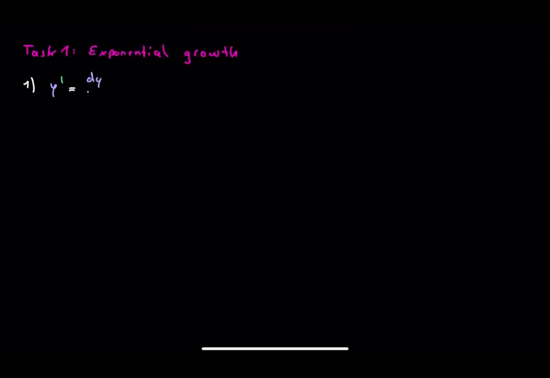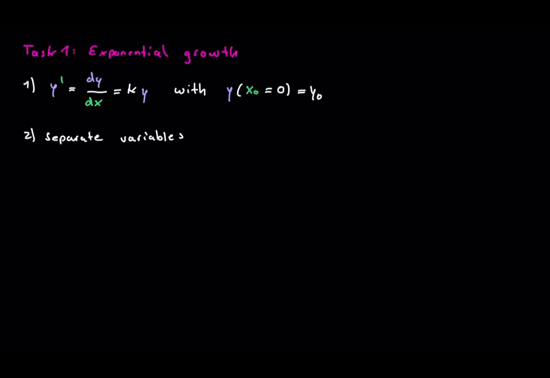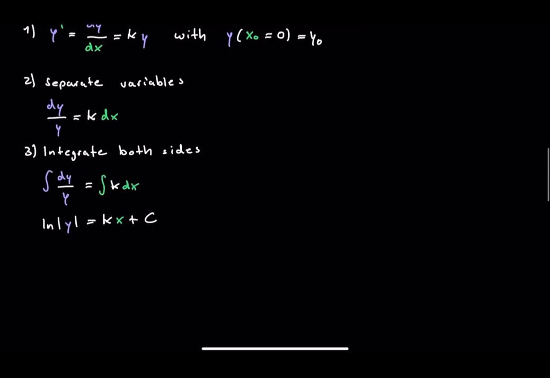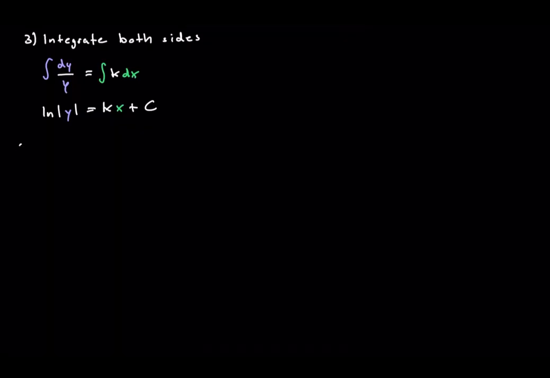Let's warm up with the classic model. Y prime equals k times y, where k is a constant. Separate variables, dy over y equals k dx. Integrate both sides. Natural log of the absolute value of y equals kx plus c. Now exponentiate both sides to isolate y. That gives absolute y equals e to the power of kx plus c. Using exponent properties, we can rewrite that as absolute y equals e to the c times e to the kx.